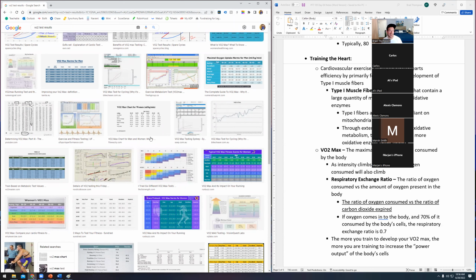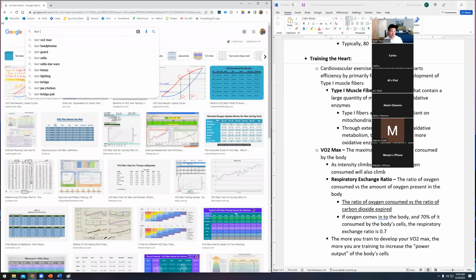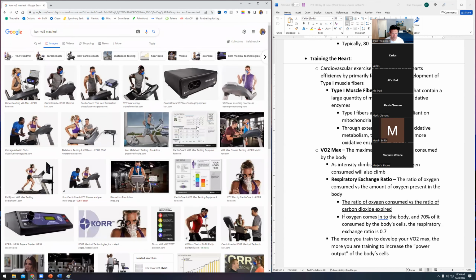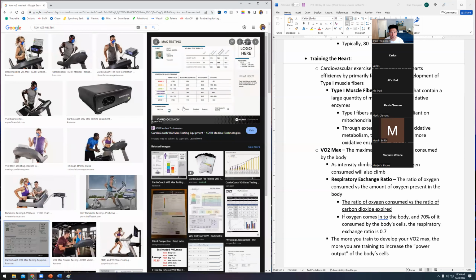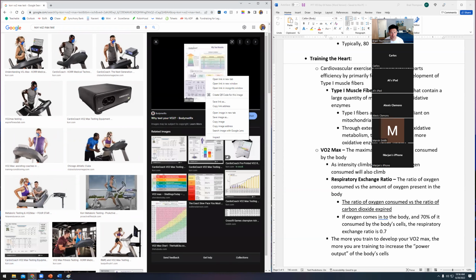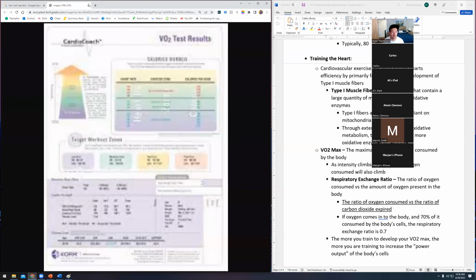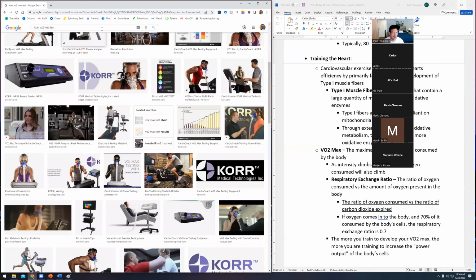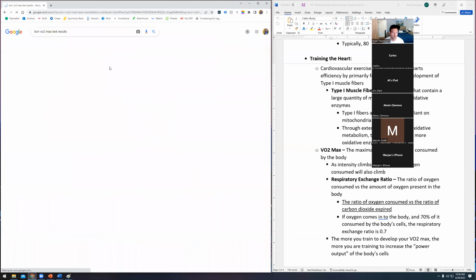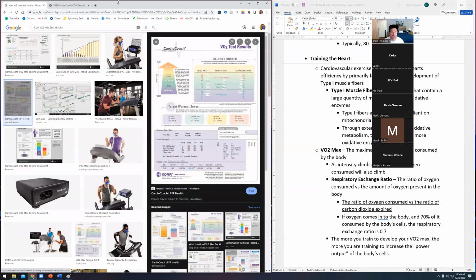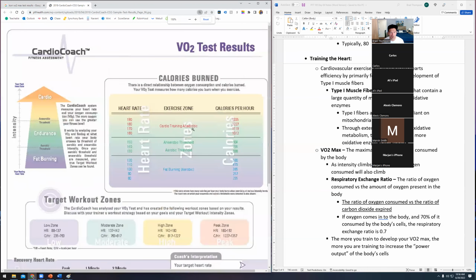So let's see here. If you ever do a VO2 max test, that's exactly what I want. That image is so freaking pixelated. Hold on. There we go.